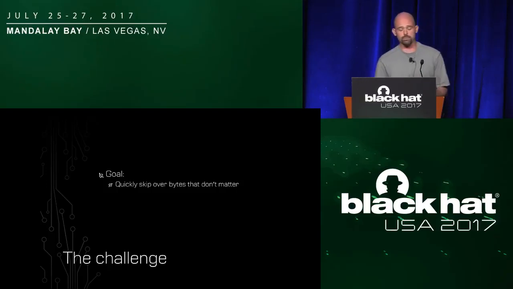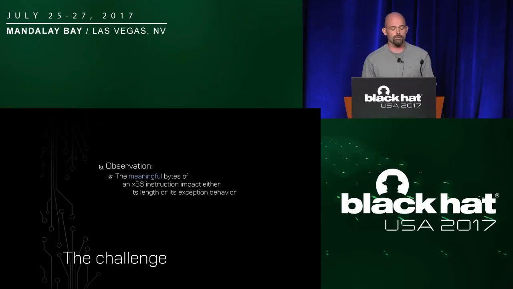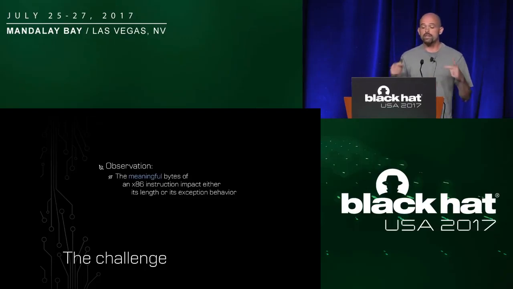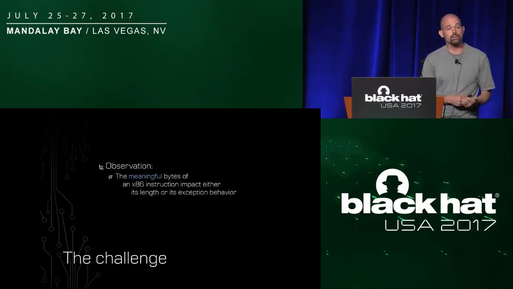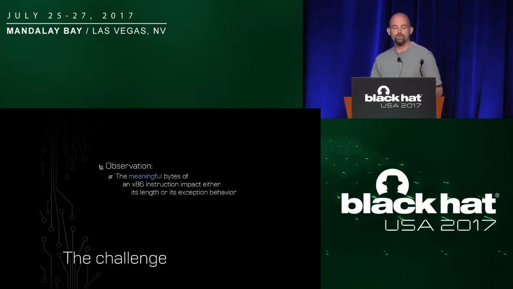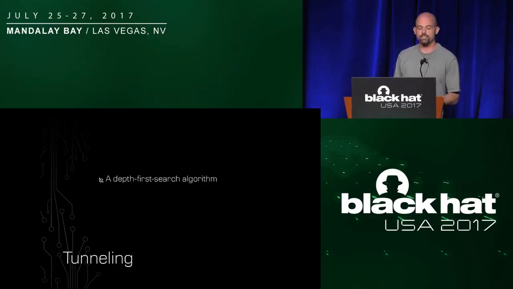So our goal here, since we've got so many possible bytes in an instruction, is to quickly skip over the bytes that don't matter so that we can focus on the bytes that actually do matter. So I start out with an observation here. The meaningful bytes in an x86 instruction impact either that instruction's length or its exception behavior. In other words, the bytes that really matter are changing something fundamental about that instruction. And the bytes that don't matter tend to just be register or immediate values that don't really change anything fundamental about that instruction. So I want to find a way to focus on those meaningful bytes.